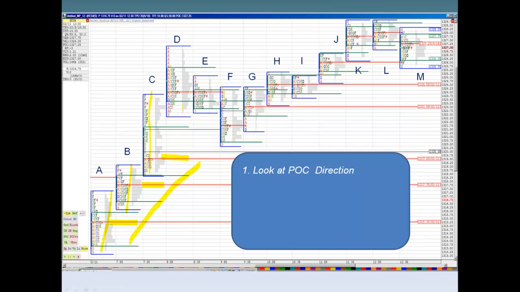And if you take a look at the sequence of POCs, with the exception of this area here where the POC is indicating a transition, when the POC does not move higher or lower, this is a clear indication that we have two-sided trade in the market, and that in fact we are getting a period of consolidation. Value is just remaining at this level for a while.